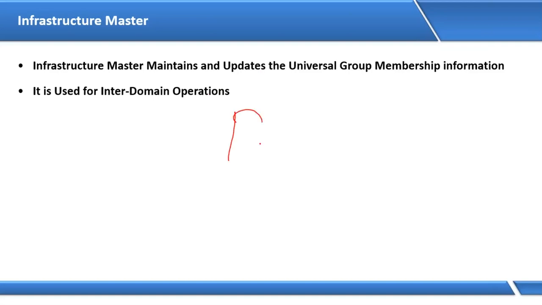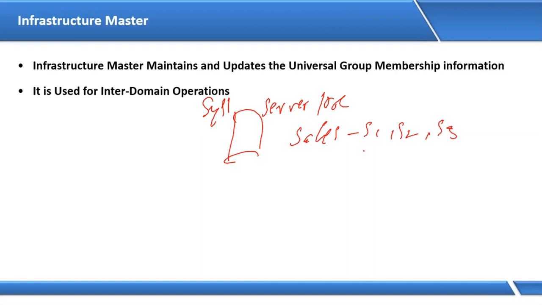Now try to understand by using this diagram. System 1 is my DC, my server, and on my server as an administrator I am creating two groups. One is sales. In the sales group I have users S1, S2 and S3. So S1, S2, S3 belong to sales. And I have one more group, accounts. In accounts I have users A1 and A2. So A1, A2 belong to accounts.